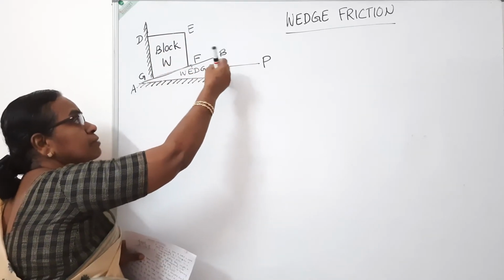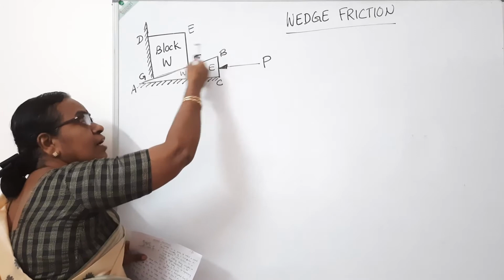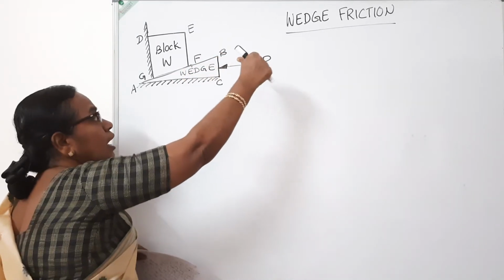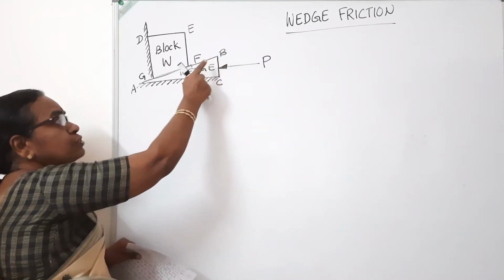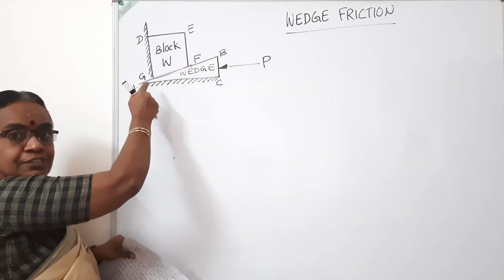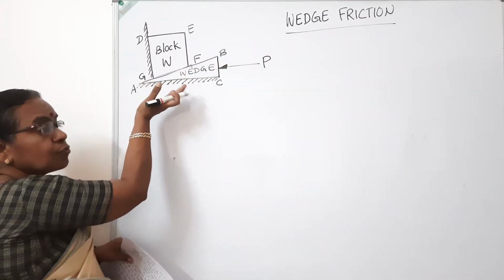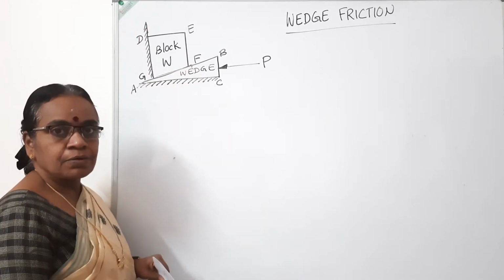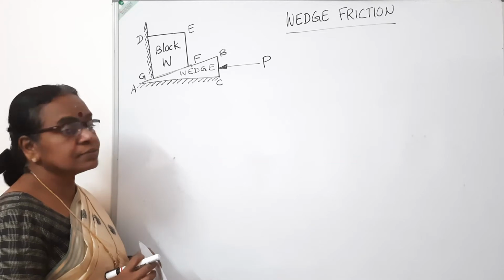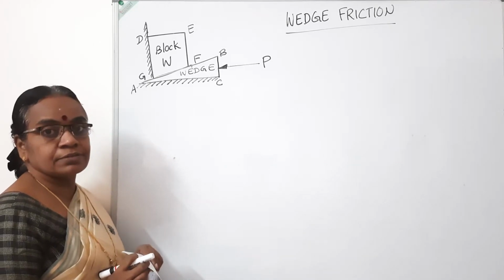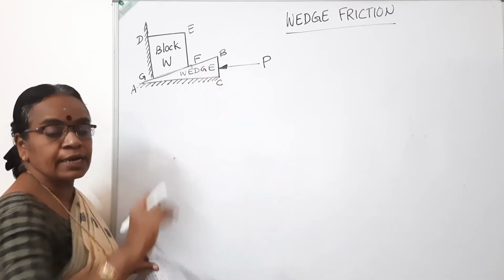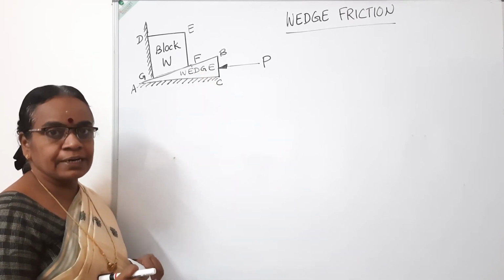A block of weight W is being lifted by placing a wedge underneath it and by applying a horizontal force. By applying this horizontal force, the wedge will move towards left in this direction. As such, the weight got lifted. Okay, so how to analyze such examples? Here we can consider the weight as well as the wedge, free body diagrams of the two blocks separately.